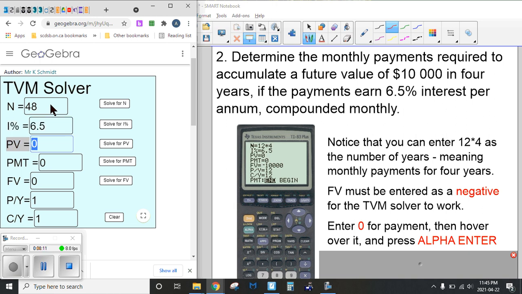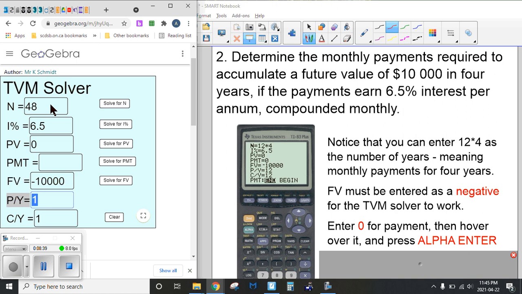The present value, again, none. We're not depositing anything at the beginning. The payments, that's what we're trying to find. I'm going to erase that for now. The future value of 10,000, I want to take out 10,000 4 years from now, so that's negative.